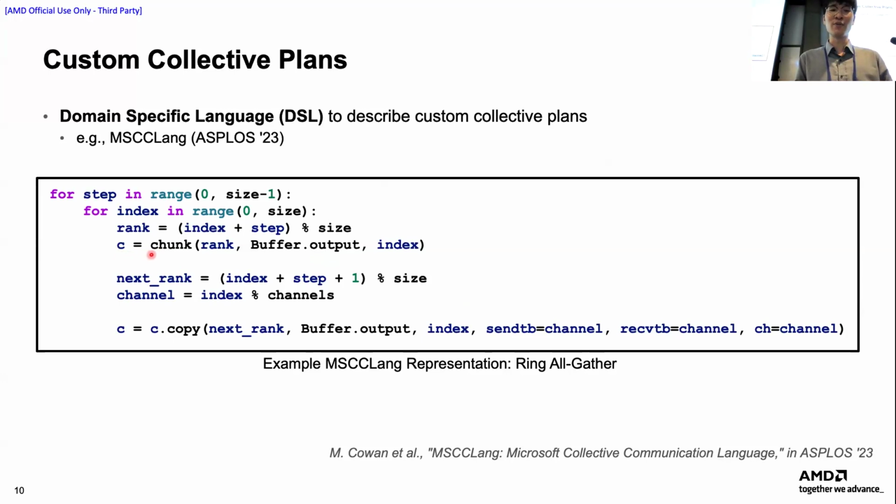Basically, you can define a chunk and decide where you want to send the chunk and use this command called copy to send the chunk. You can basically think of it as looping a for loop in a very systematic way. This is only representing the ring altogether, but you can use this API to really capture very complex custom collective plans.